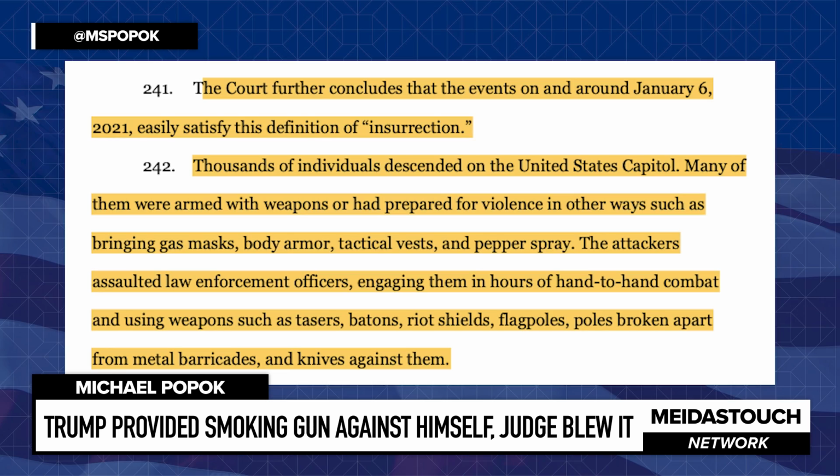The court further concludes that the events on and around Jan 6th easily satisfy the definition of insurrection. Paragraph 242, thousands of individuals descended on the United States Capitol. Many of them were armed with weapons or had prepared for violence in other ways, such as bringing gas masks, body armor, tactical vests, and pepper spray. The attackers assaulted law enforcement officers, engaging them in hours of hand-to-hand combat and using weapons such as tasers, batons, riot shields, flagpoles, poles broken apart from metal barricades, and knives against them.